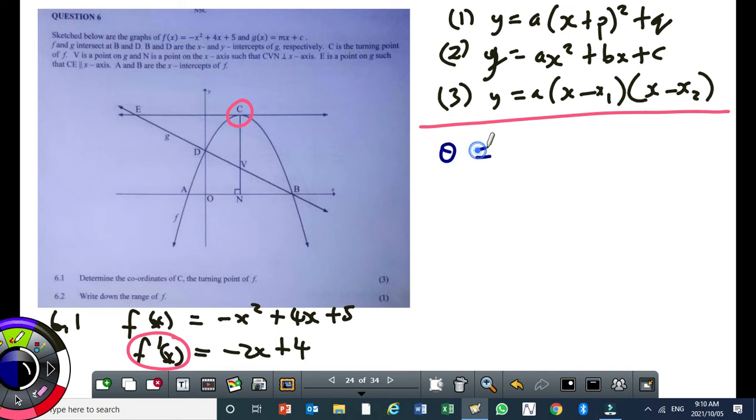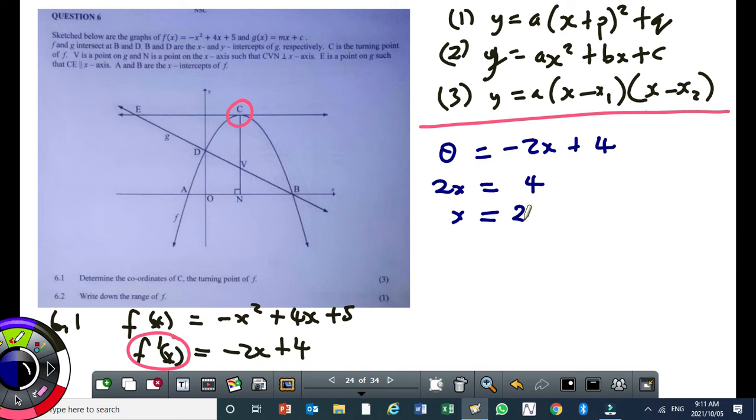So, put 0 there. This will be equal to minus 2x plus 4. And you get 2x equal to 4, so x will be 2. So that's the x value. Please take note, if the question says determine the coordinates, it means find the x value, also the y value.